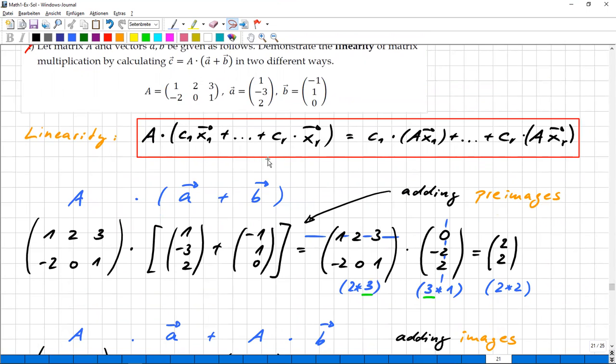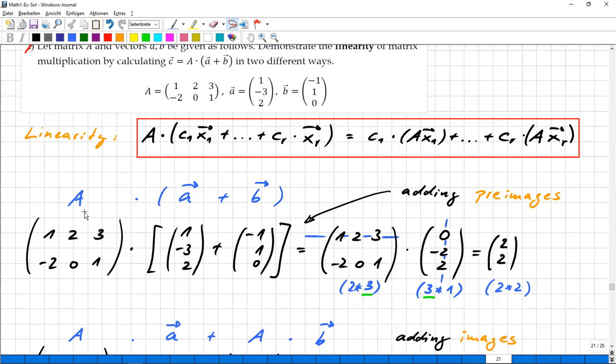Now, the left side of this equation tells us we can and we should add the pre-images. So we first build the vector sum of the two input vectors, right? And so I do it: 1 minus 1 equals 0, minus 3 plus 1 equals minus 2, 2 plus 0 equals 2. And this means after I build this sum of pre-images, I only have one pre-image, which has to be mapped to the image space.